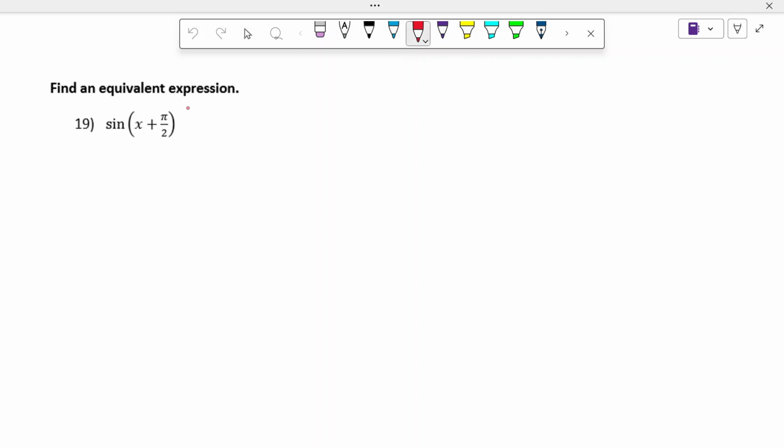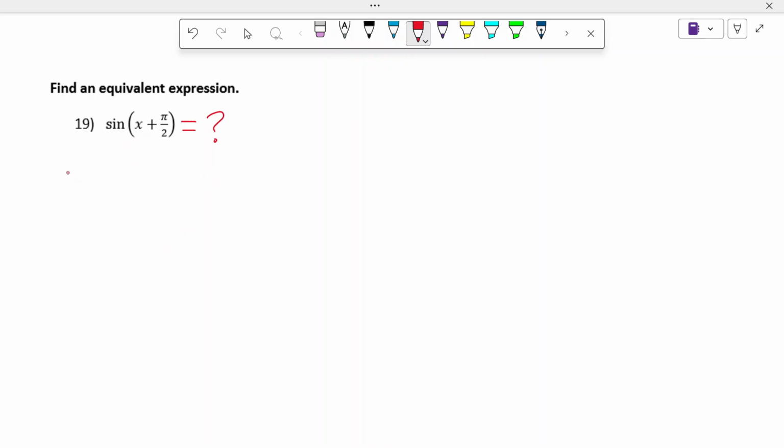Find an equivalent expression. Well, that gives me tons of direction, right? We've got to turn this thing into something different. Like, what else could this equal? That's actually a lot of freedom, so this can be a tough question. First thing is, make an equivalent expression.